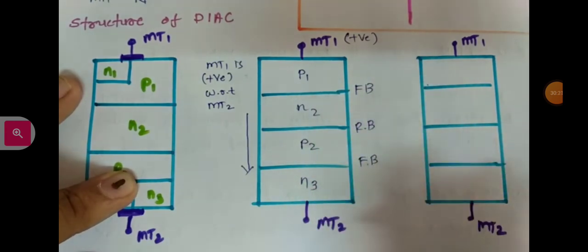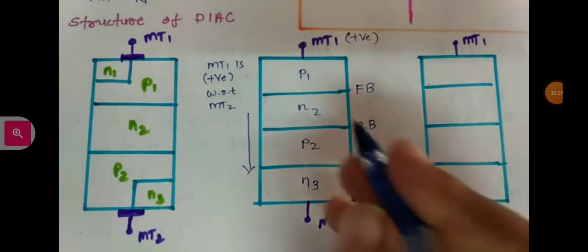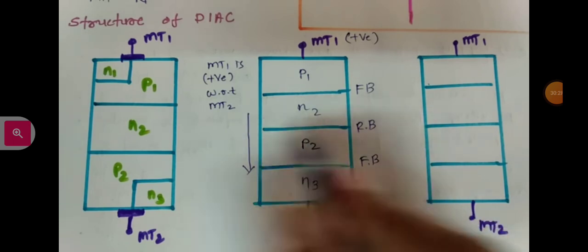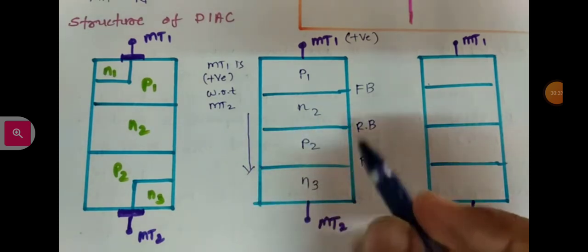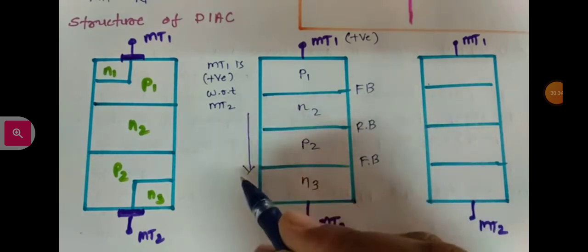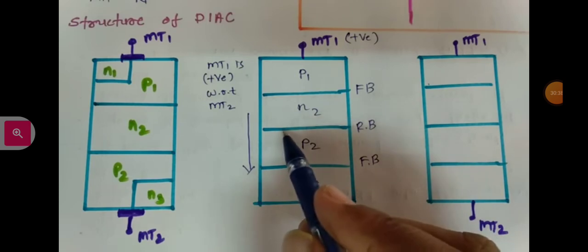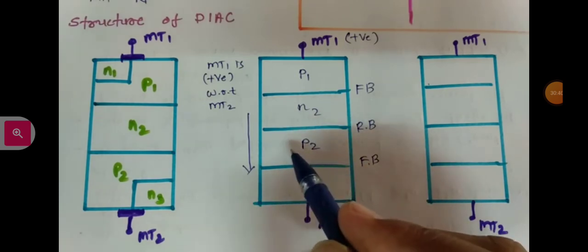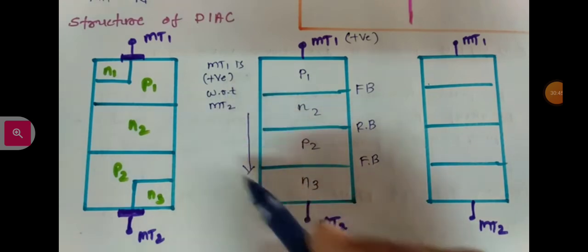Its functioning is similar to SCR's forward bias characteristic, and after a breakdown of the N2P2 junction, there will be a flow of current. The current direction will be from MT1 to MT2 after the breakdown of the N2P2 junction, and this is the case when MT1 is positive with respect to MT2.